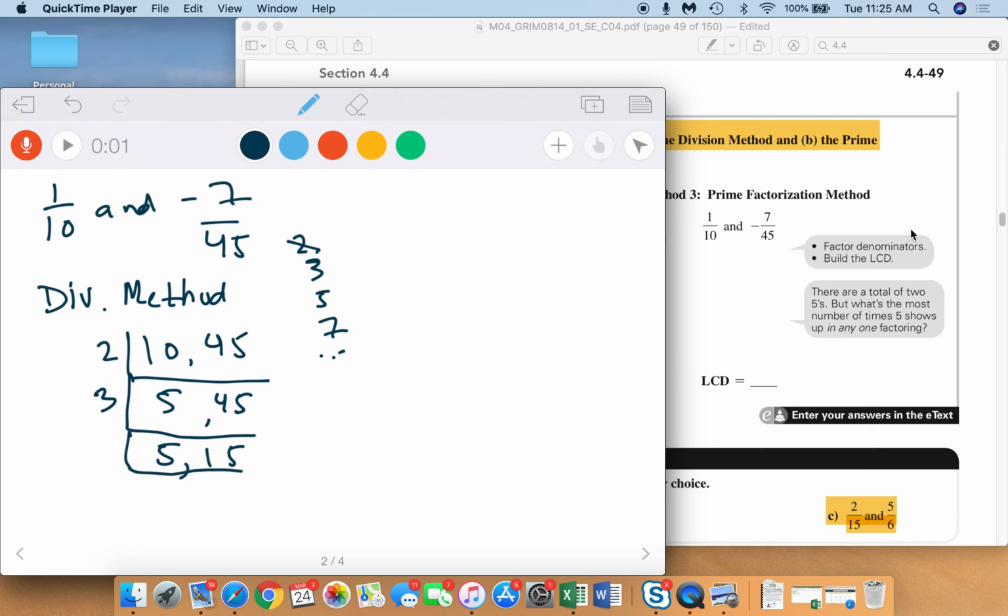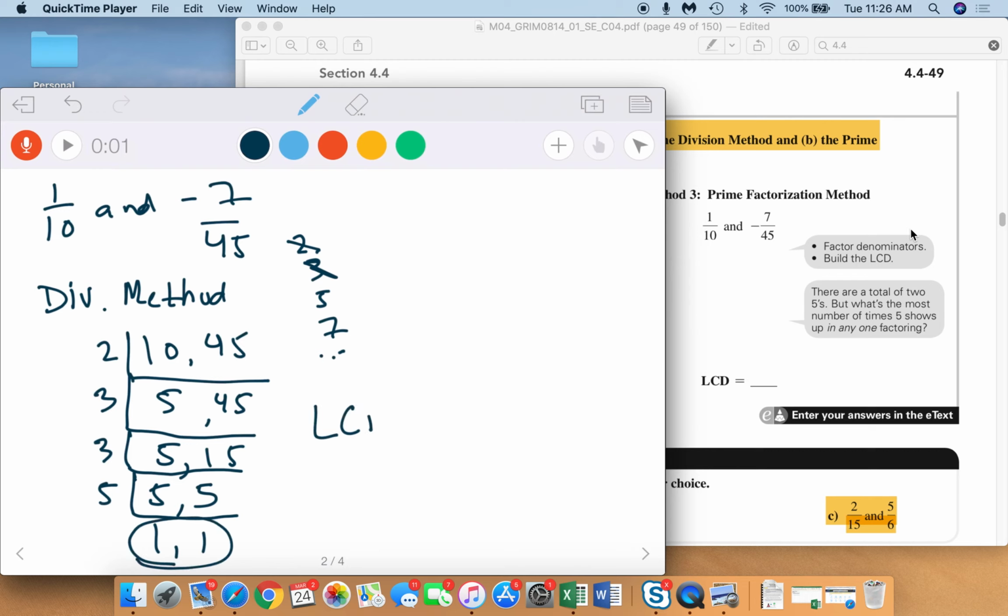Hope I left enough room. 15. Now, 15 is also divisible by 3, so we're going to keep going here. That 5 gets carried down again, and 15 divided by 3 is 5. All right, now neither one of these is evenly divisible by 3, so we're done there. So now we're going to move on to 5. And both are divisible by 5, and we get 1. Once we get to that 1, we're done.